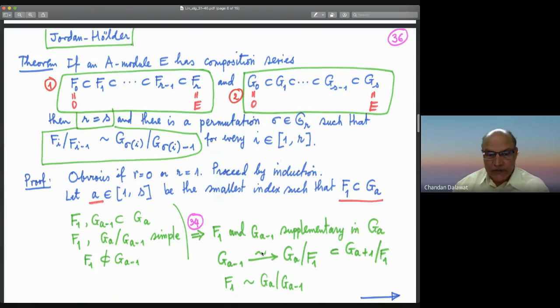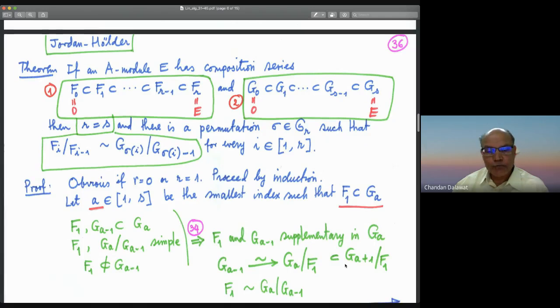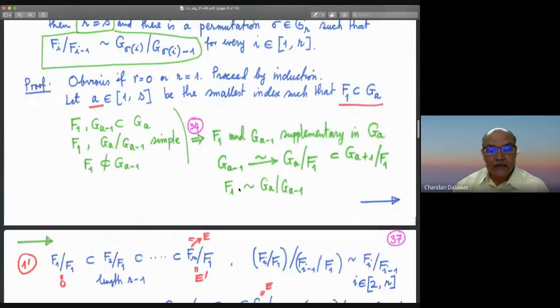Okay? So another way of saying it, a consequence of this is that G_{a-1} is going to be isomorphic to G_a modulo F1. And this G_a modulo F1 is, of course, a submodule of G_{a+1} modulo F1, because G_a is a submodule of G_{a+1}. And the other thing to be noted here is that F1 is going to be isomorphic to G_a modulo G_{a-1}. Both these are consequences of the fact that F1 and G_{a-1} are supplementary submodules in G_a.